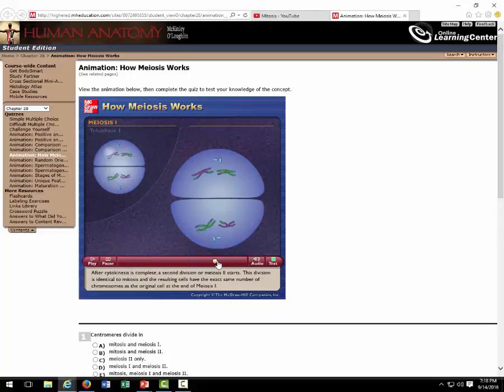All right, so now we'll continue. After cytokinesis is complete, a second division, or meiosis 2, starts. This division is identical to mitosis, and the resulting cells have the exact same number of chromosomes as the original cell at the end of meiosis 1. In prophase 2, we now have 2 cells, each with 2 chromosomes. In this stage, the spindle fibers again start to form at the poles of the cell.